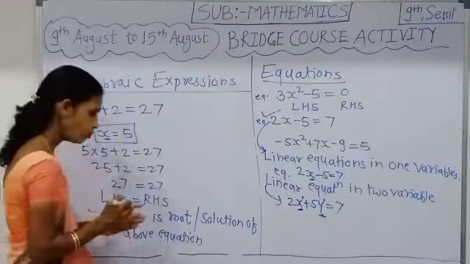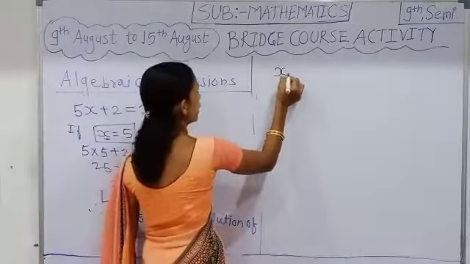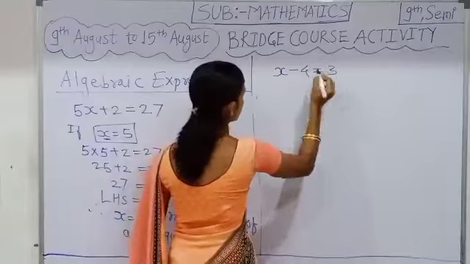Then one more example: x minus 4 is equal to 3.